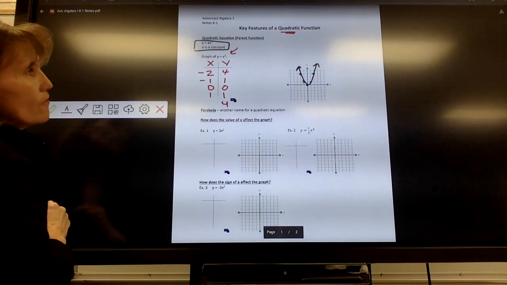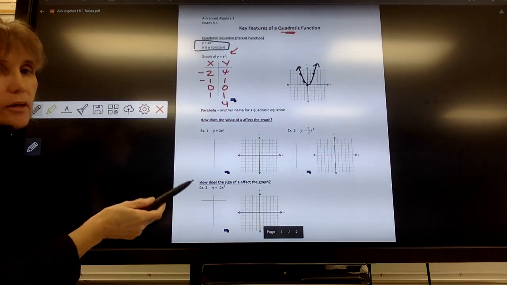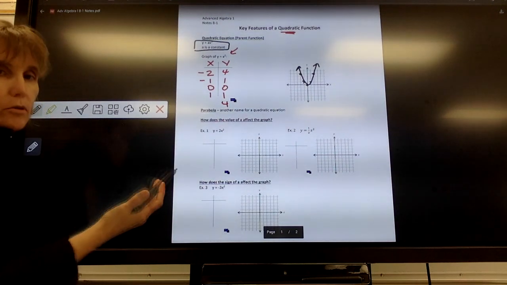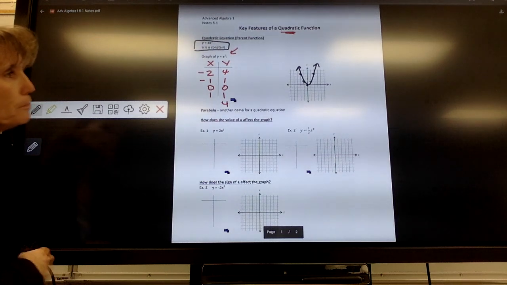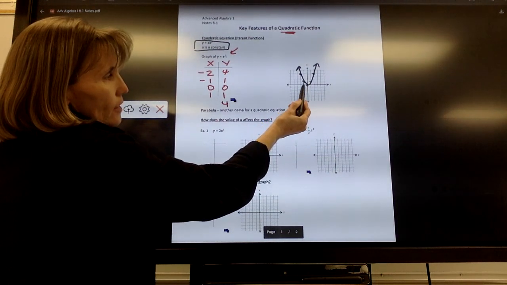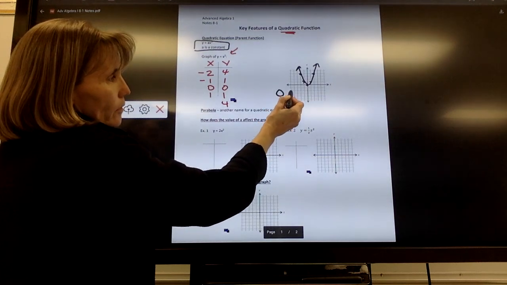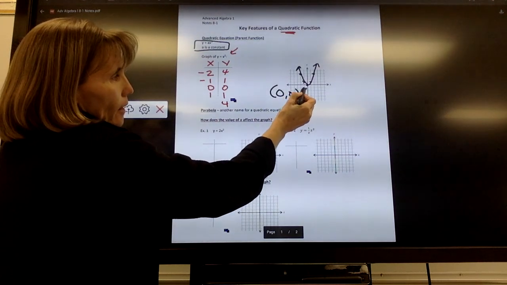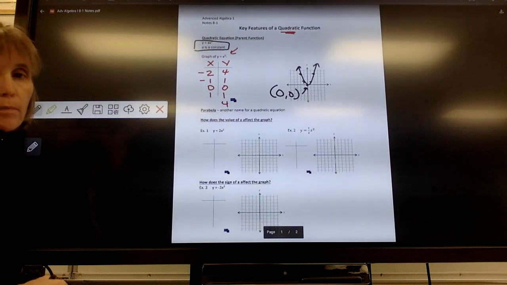It's the very basic function. Nothing added to it, nothing subtracted from it. It's just y equals x squared. And you can see that the vertex, or the lowest point in the graph, is at 0, 0. Okay, and it goes up from there.